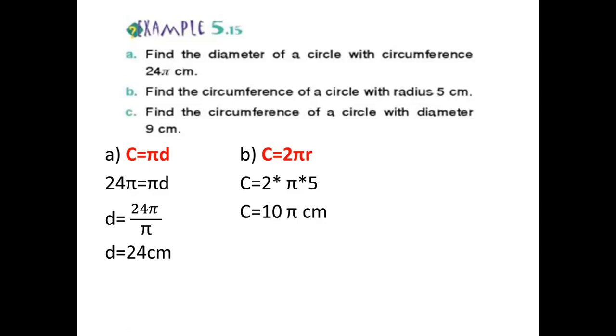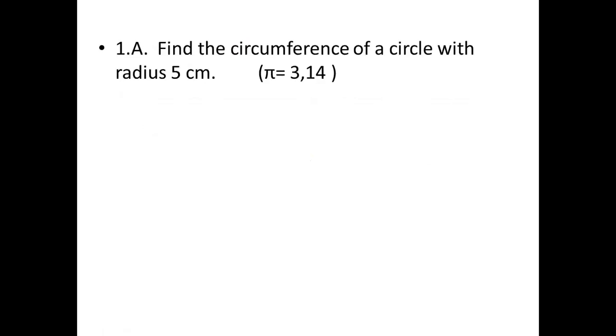Good. Next example, find the circumference of a circle with diameter 9 centimeters. Here we know diameter, that's why, as you know, we use C is equal to pi times D. Diameter I know, it is 9, that's why C is equal to 9 times pi, which is 9 pi centimeters. Why centimeters? Because diameter is given in centimeters. Good.